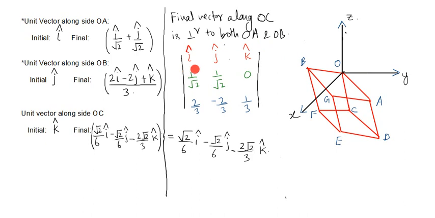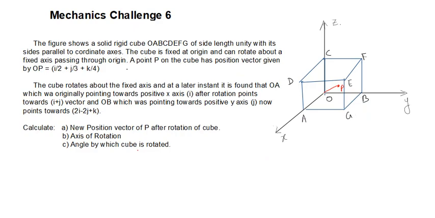So here I have found the position vector along OC. It will be nothing but OA cross OB. I have found the cross product of these two vectors, and it comes out to be root 2 by 6 i cap minus root 2 by 6 j cap minus 2 root 2 by 3 times k cap. Now I have unit vectors along OA, OB and OC in the final orientation. Now the problem is to find the position vector of this point P in the new orientation.